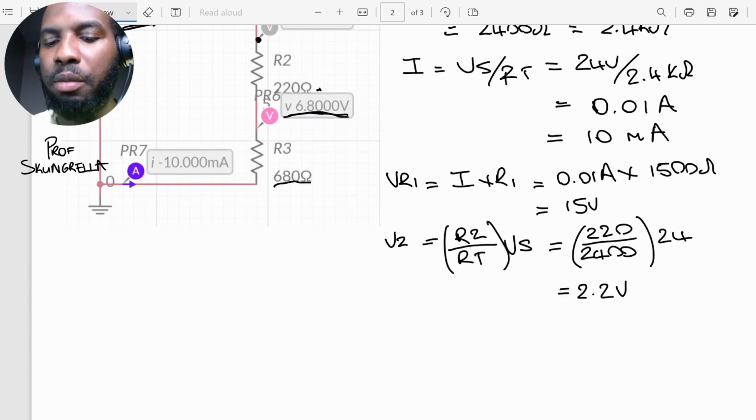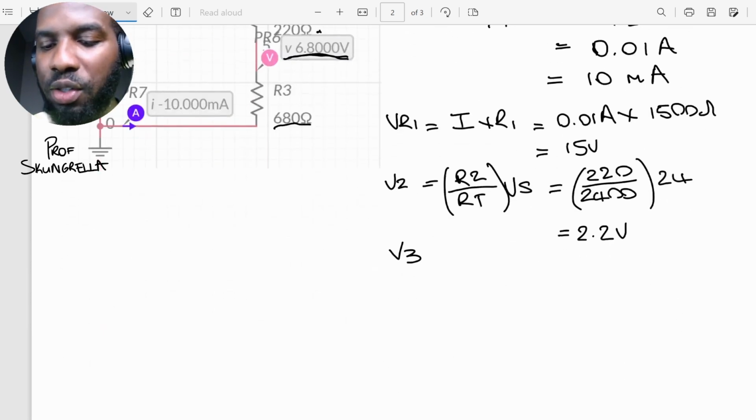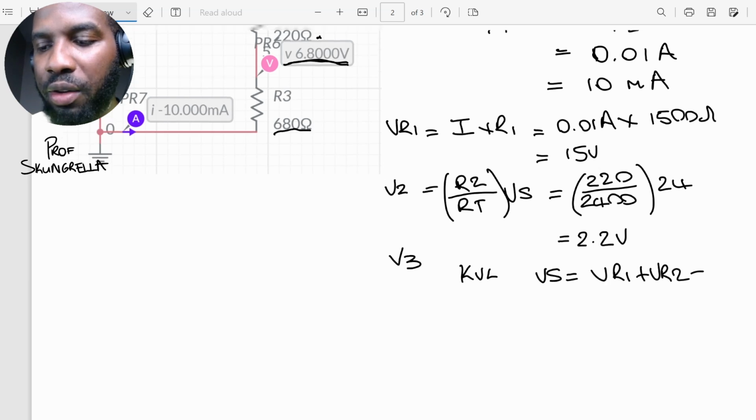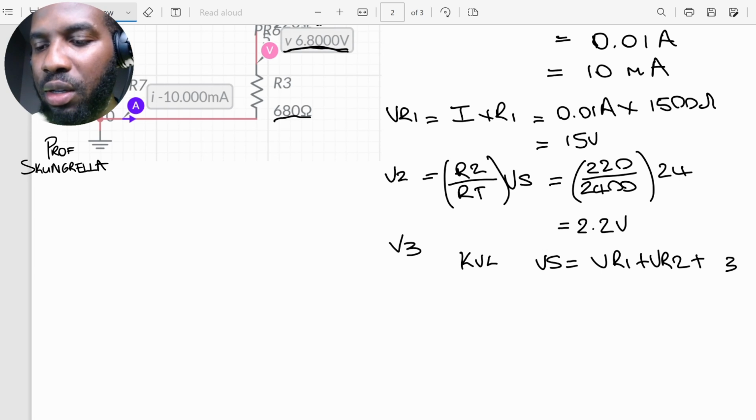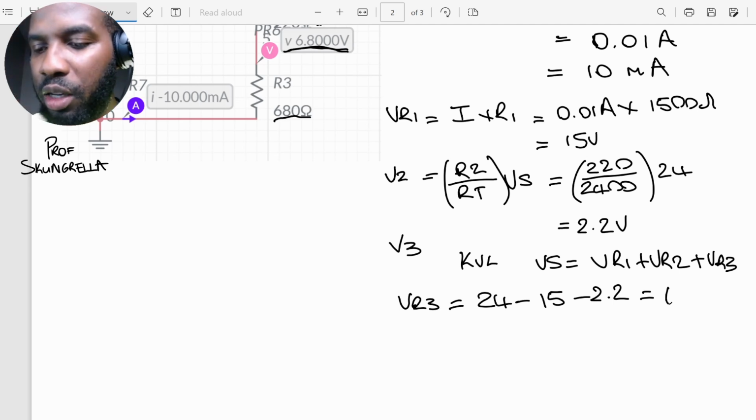All right. And again, most times if you are told to find VR3, since we know Kirchhoff's voltage law, that VR1 plus VR2 plus VR3 must equal Vs. We talked about KVL. KVL says that Vs is equal to VR1 plus VR2 plus VR3. We can simply subtract and find our VR3. So we can say that VR3 is going to equal 24 minus 15 minus 2.2. And that gives us 6.8 volts.